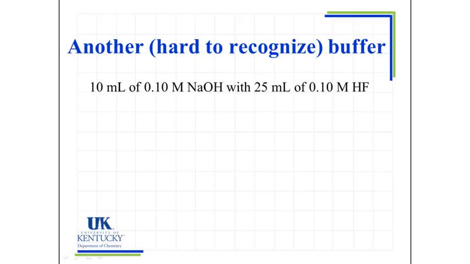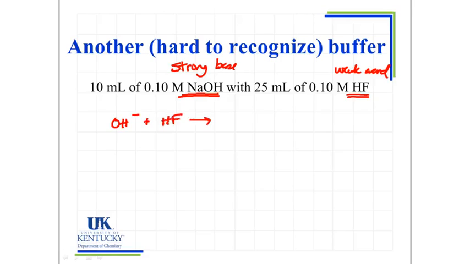Now this is a buffer, and this one throws students very often. We have sodium hydroxide. Well, what is sodium hydroxide? It is a strong base. And we have HF. It is a weak acid. It certainly does not constitute the components of a buffer. But acids and bases react with each other, and let's consider the reaction that will take place. The OH minus of the base will react with the acid. A base reacts with an acid to form F minus and water.